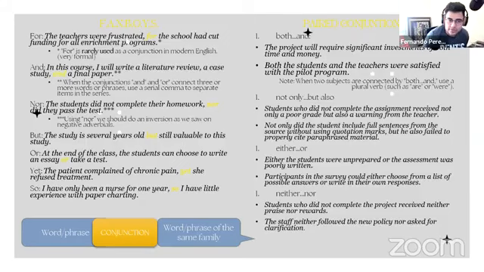The teachers were frustrated for the school. In this case, it's a preposition, because of, and the school is a noun. In this course, I will write a literature review, a case study, and a final paper. Literature review is a noun, case study is a noun, final paper is a noun. We use a connector. Okay. Look at this: the study is several years old, but still available. Years old is a description, and still available is a description as well.